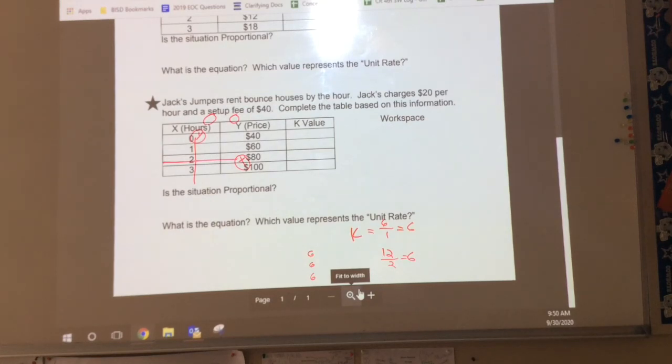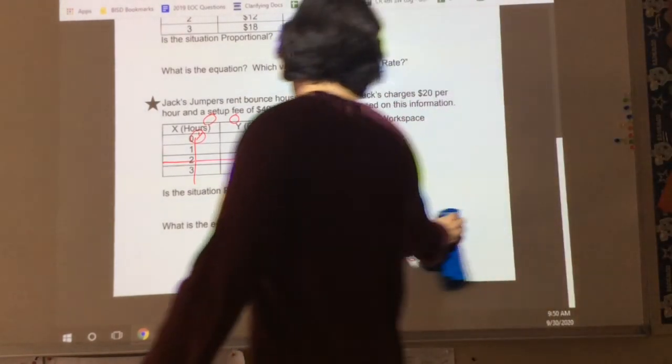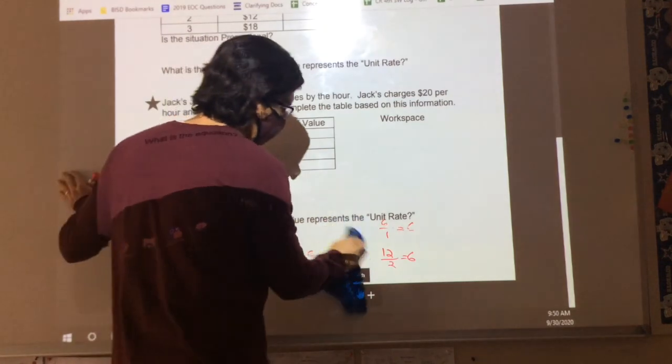It's 6, right? The unit rate and the constant are the exact same thing. The unit rate and the constant are the exact same thing. All right, let's look at this next one.